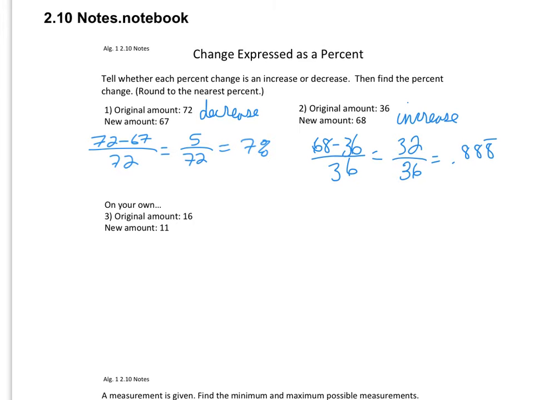I'm going to round that again to the nearest percent, and percent is in hundreds, so we move the decimal place over a couple of spots. Round up to 89%. And there you have it.